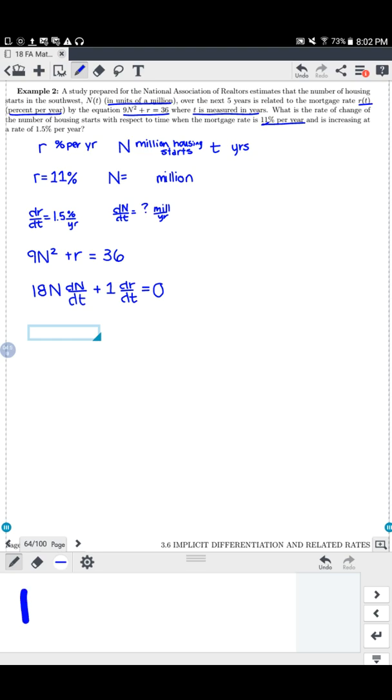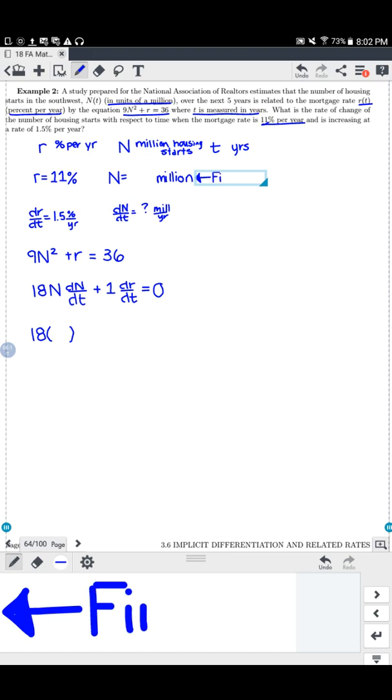I need 18 times n, and I don't know what n is. So I'm always solving for a derivative. I'm solving for dn/dt. That's what it's asking me. How is the number of housing starts, what's the rate of change of that? So how is that changing? I should already know the number of housing starts. So I need to find n.